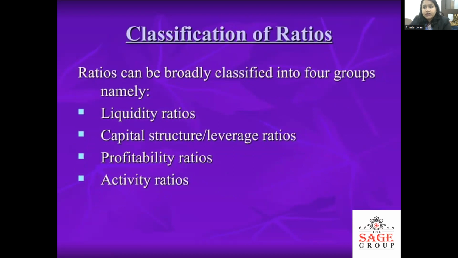Classification of ratios. There are four broad categories basically: the liquidity ratios, capital structure or leverage ratios, profitability ratios, and activity ratios.